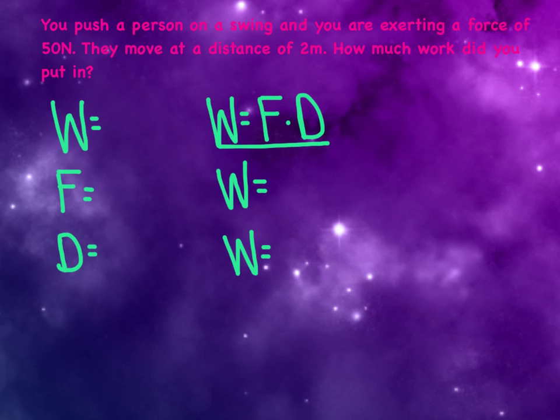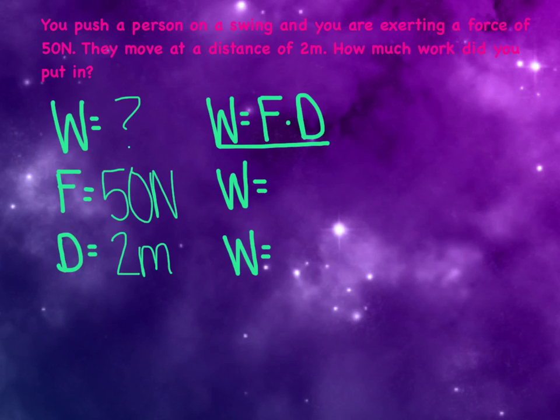Okay, so the second question is you push a person on a swing and you're exerting a force of 50 newtons. They move at a distance of 2 meters. How much work did you put in? Okay, so we are still solving for work, so we don't know what that is. So put a question mark there. But we do know what the force is, which is 50 newtons. And we do know what the distance is, which is 2 meters.